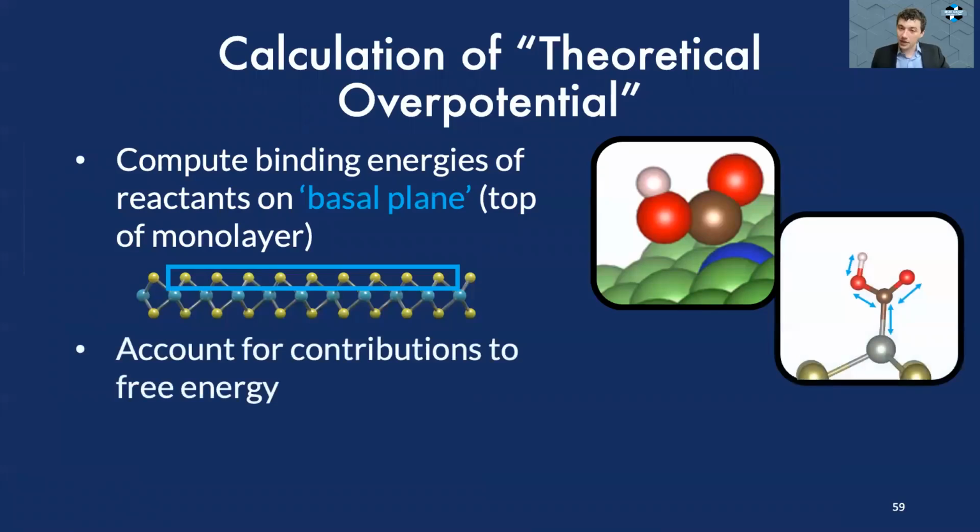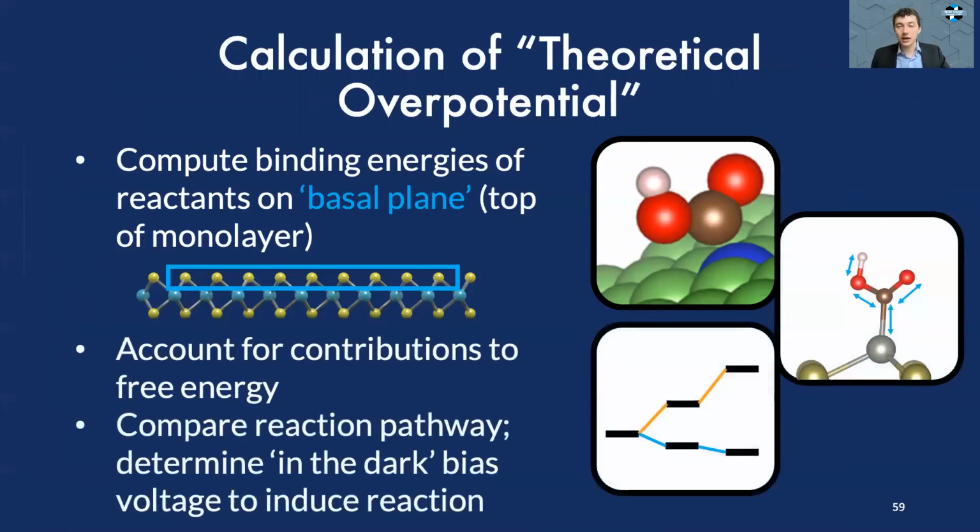And finally, we look at the reaction steps to determine the bias voltage that would have to be applied to make the entire reaction downhill in energy without considering the effect of photoexcitation. So in other words, you can think of this as the His Dark Materials part of the talk because we're assuming that this is all happening without illumination.